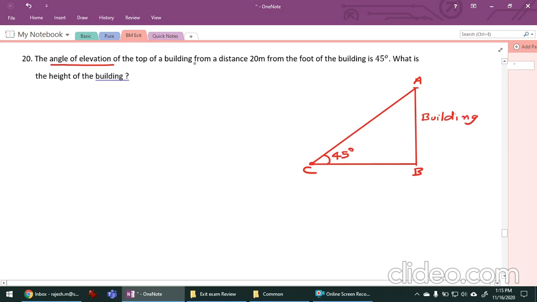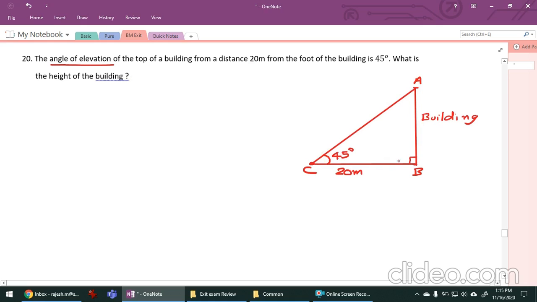He is standing at a distance of 20 meters from the foot of the building. See, this is the foot of the building, the bottom of the building. From there, this person is standing 20 meters away. Okay, so AB is the building. From B, this person is standing 20 meters away from the building. Now, what is the question? What is the height of the building? You should find the height of this building, AB. Now look here, we are given that this angle is 45.